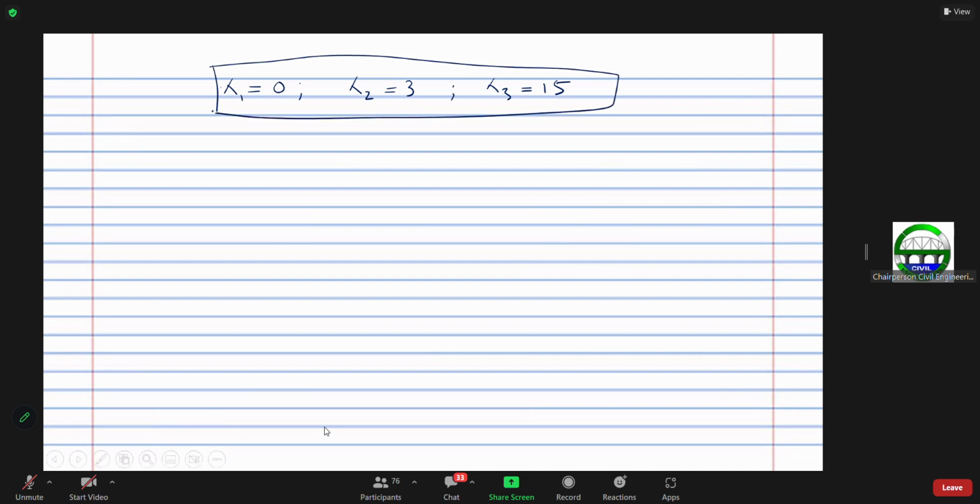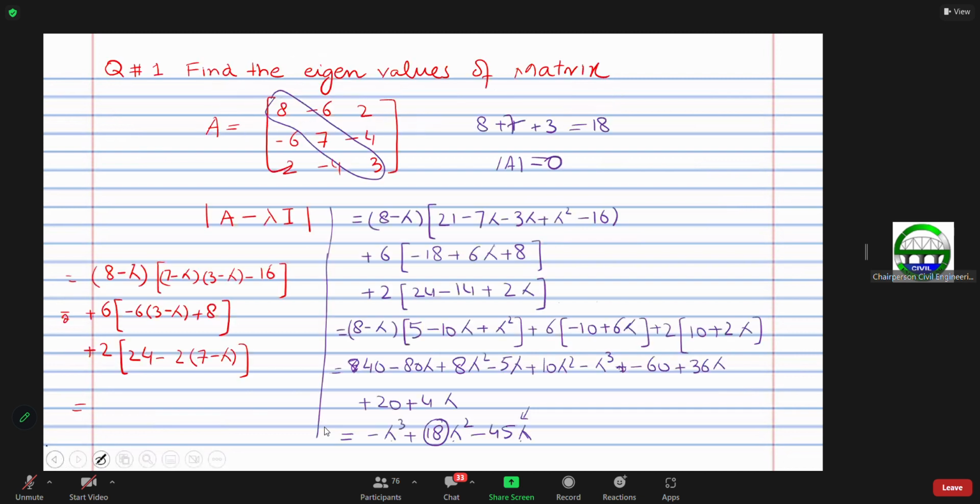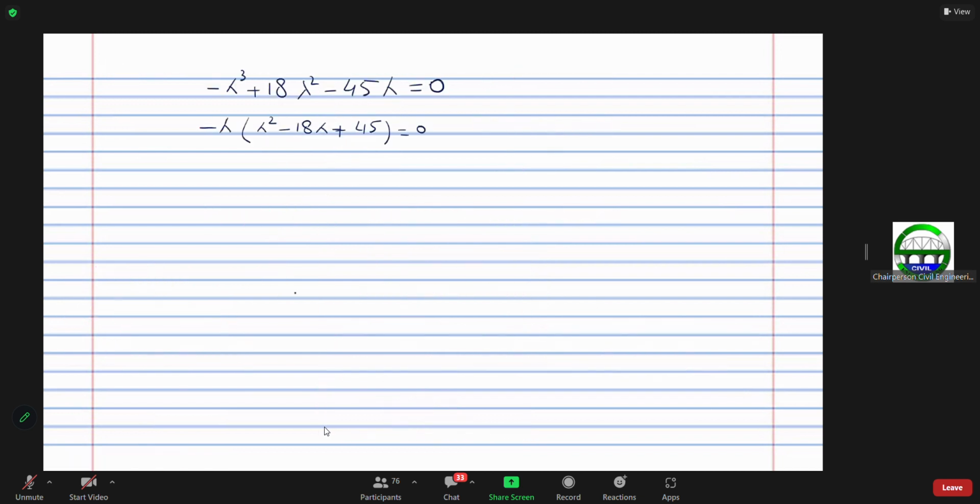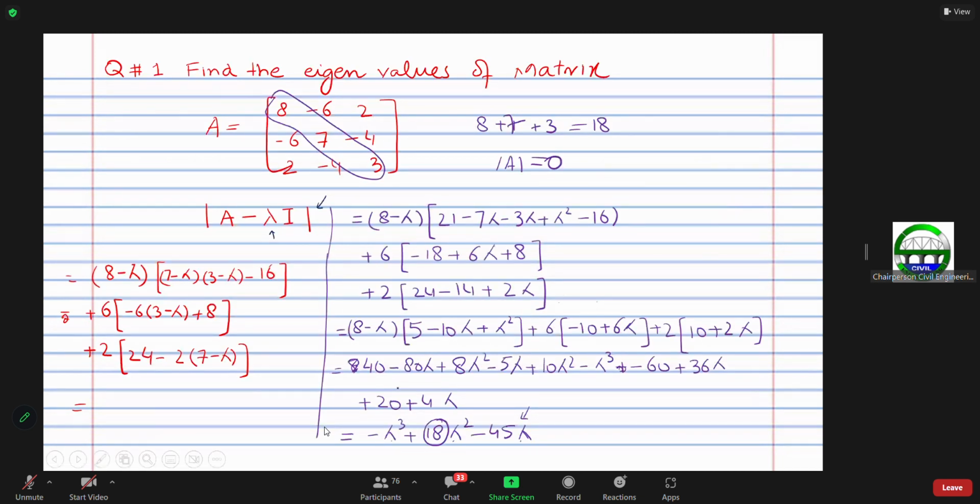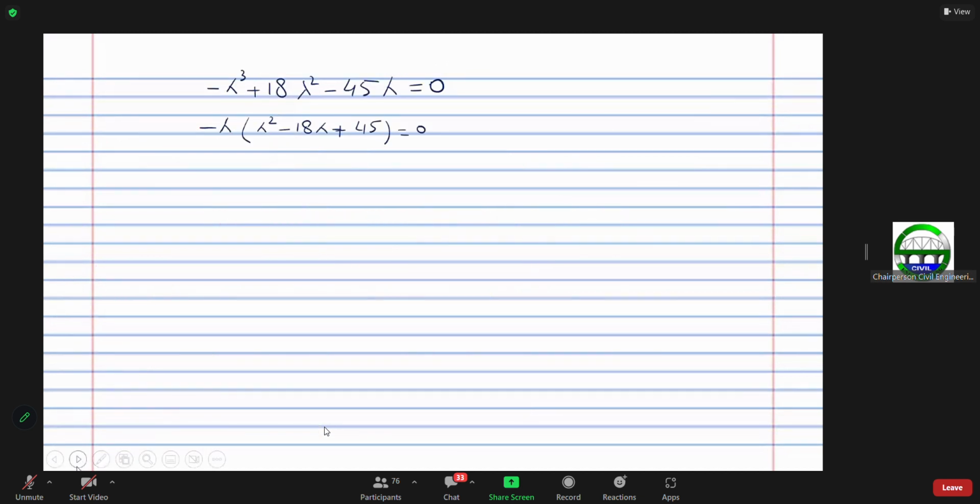So for each lambda value, we have to find now the characteristic equation. How will you calculate it? Put back the lambda values in here. First put lambda equal to 0, then lambda equal to 3, and then 15, and find the values. Let's try to solve this one. In the book, it is a bit difficult or confusing method, but the way I will solve it here may be easier for you, and it is quick as well. So make sure you try to solve this question the way I am solving it here.